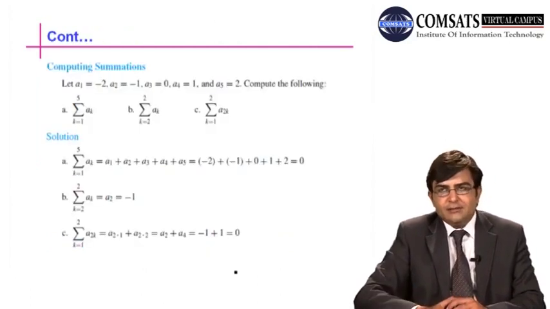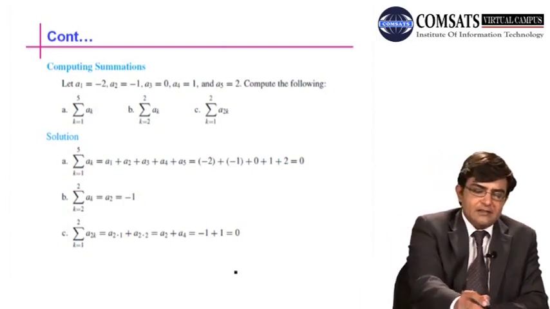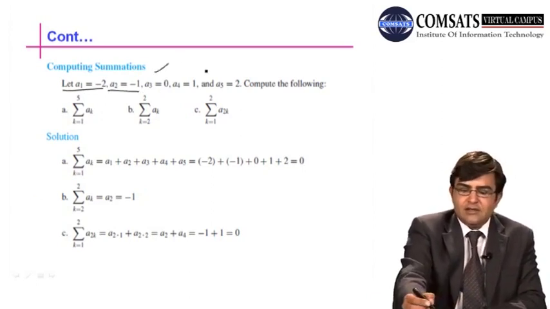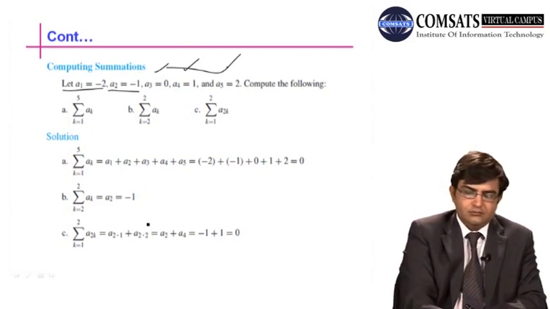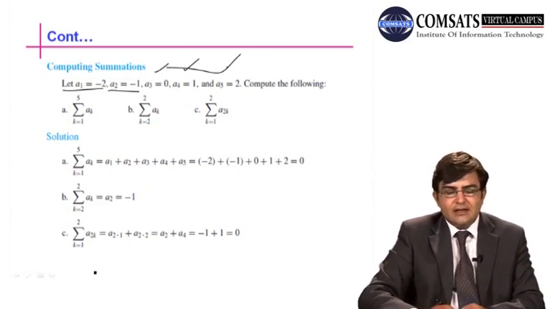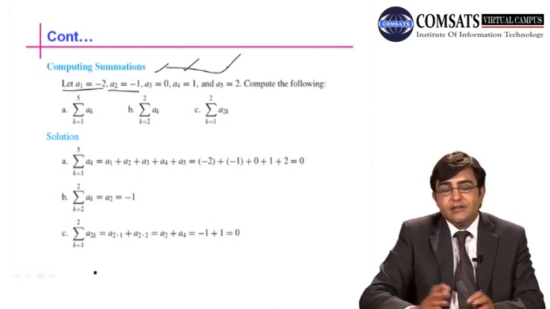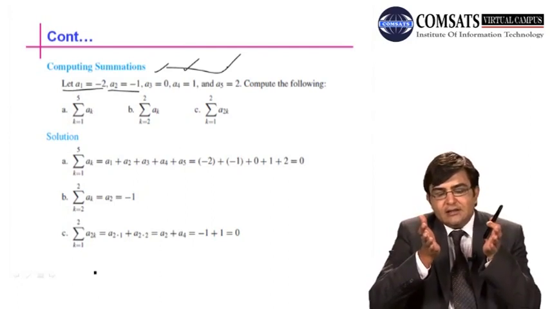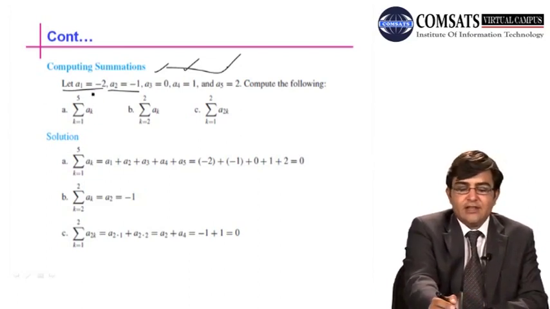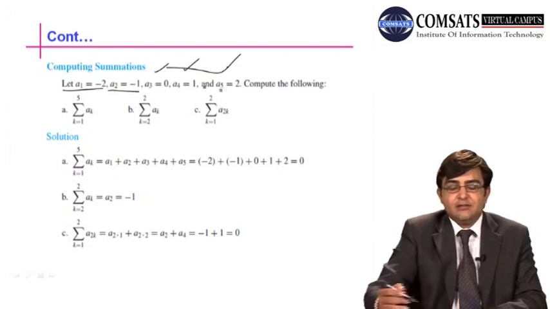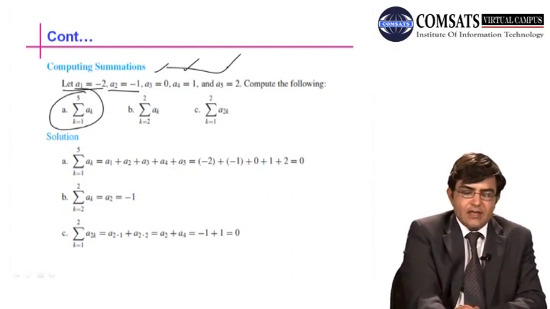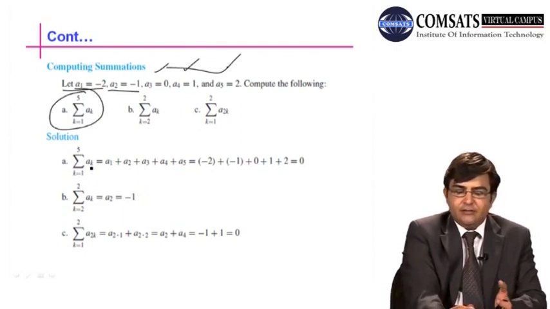Now, how to compute these summations? Let a1 is equal to -2, a2 is equal to -1, a3 is equal to 0, a4 is equal to 1, a5 is equal to 2. Compute the following. Now, in this exercise, they do not give us the general formula of a sub k, but they have given the terms explicitly here: what is a1, what is a2, what is a3, and so on. Now, we have to calculate this summation k from 1 to 5 of a sub k. What is the value of this?